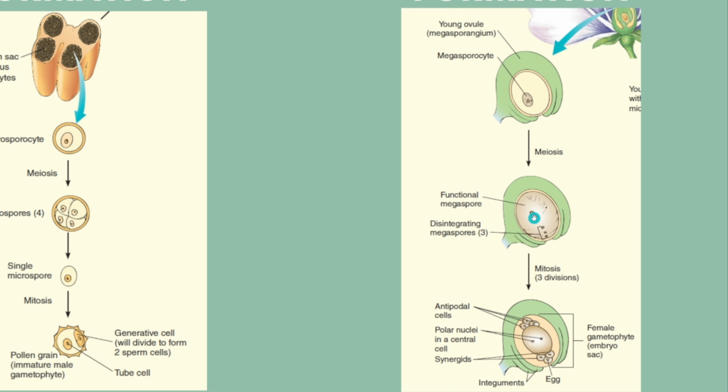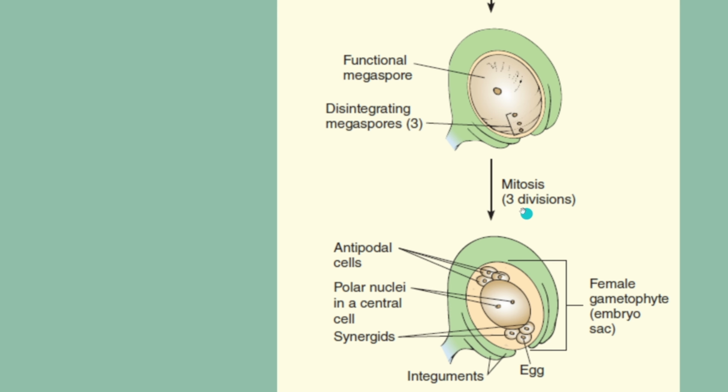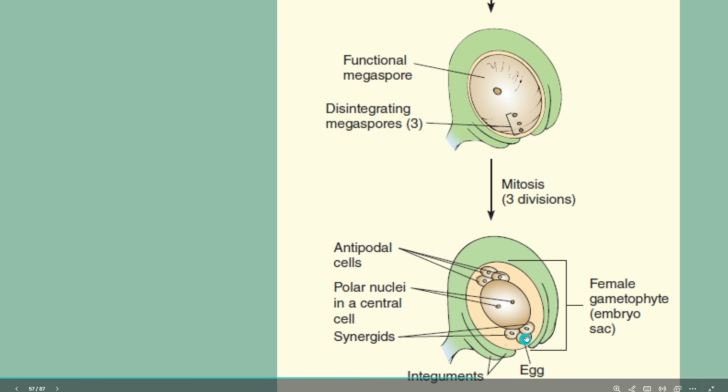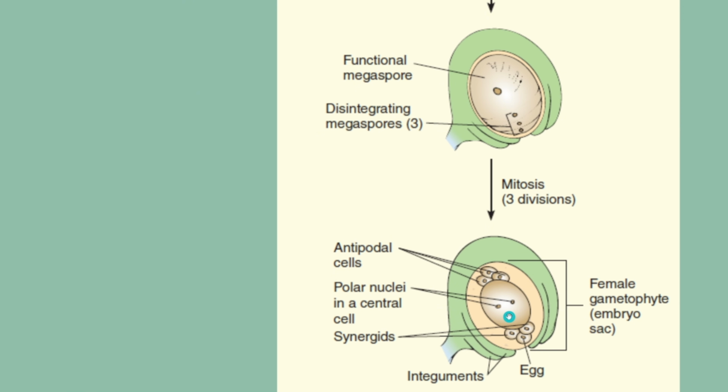But only one megaspore is functional. The other three megaspores will degenerate. This megaspore will then undergo three rounds of division to produce seven cells with eight nuclei. You can see 1, 2, 3, 4, 5, 6, and 7. The middle cell, the central cell, has two nuclei, which we call polar nuclei.